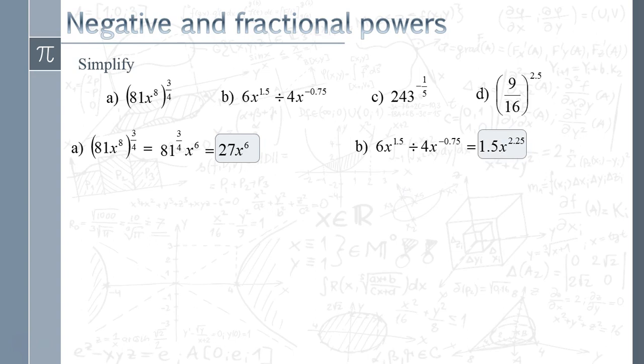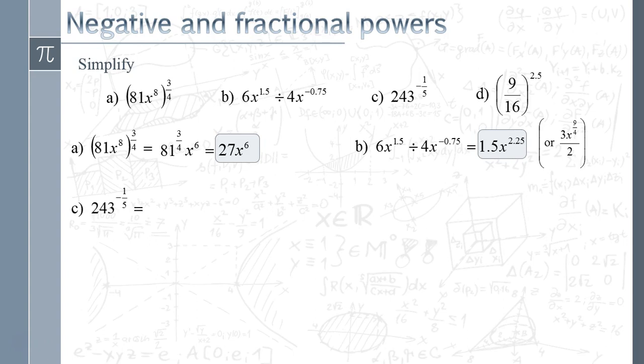However, we could write that slightly differently. So the 6 over 4 is the same as 3 over 2. 2.25, if you prefer it as a fraction, is 9 over 4. So we could write that in a slightly different way depending on what your preference is. Both of those answers are absolutely the same and both would be correct.